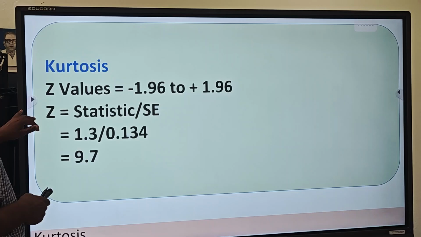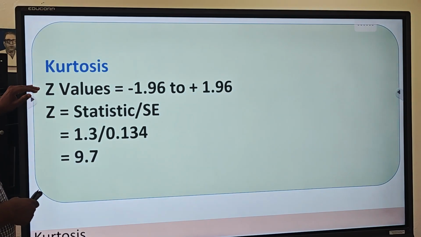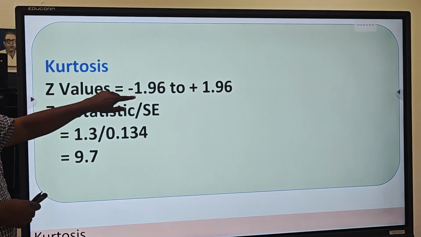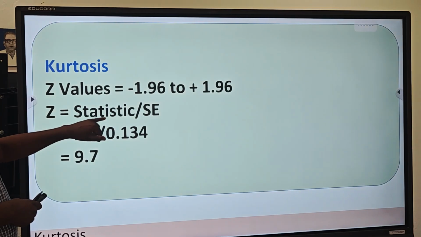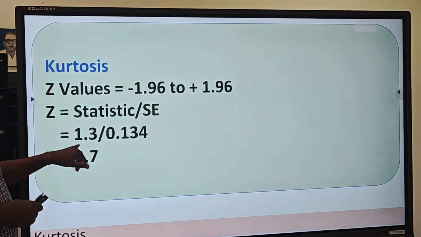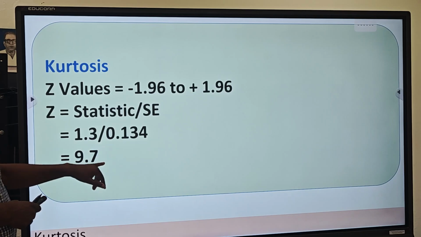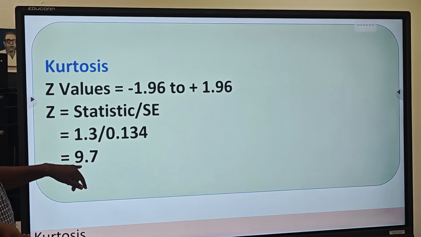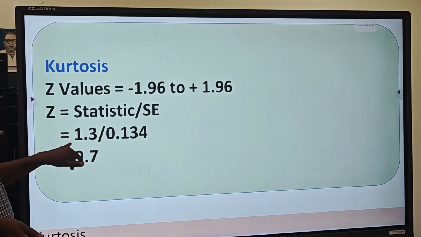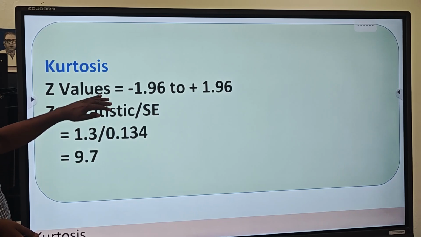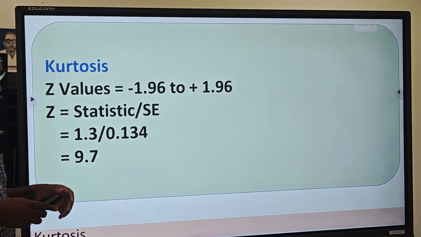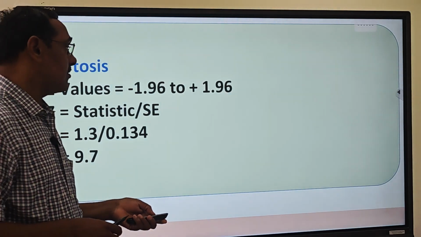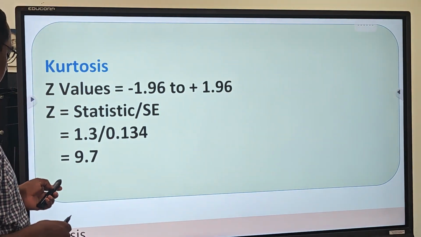Again, the same thing for kurtosis. The same Z value should be between minus 1.96 and plus 1.96. Statistic divided by standard error. This is the statistic and standard error which we are going to calculate now. So the value is 9.7. 9.7 does not belong to this range. Therefore, our data does not follow the normal probability curve.